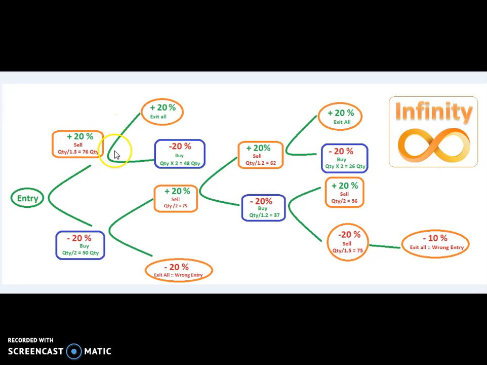Once the stock moves 20%, just for example assume that the stock moved 20% positive and we exited from there. 76 quantity, I mean quantity divided by 1.3 equal to 76 quantity, we exited. Now we have the remaining 24 quantity left in our account. If the stock moves another 20% up, then exit all the quantities and book your profits so that you will get around 40% profit.